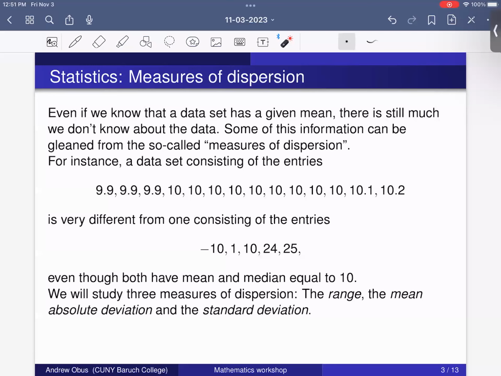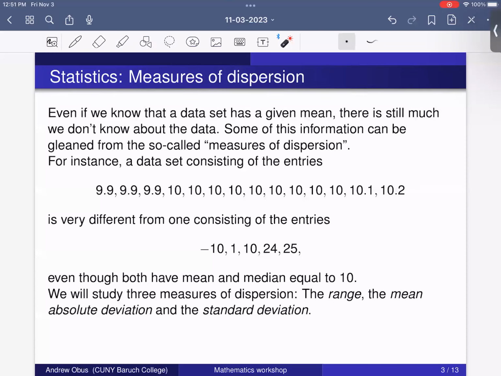Okay, so today I want to talk about measures of dispersion. We've done measures of central tendency. We talked about the mean, the median, the mode, and some other things, geometric mean, harmonic mean, that have some uses sometimes. This time I want to talk about measures of dispersion, which are not about finding a typical entry in the data set, but about seeing how much the entries vary.